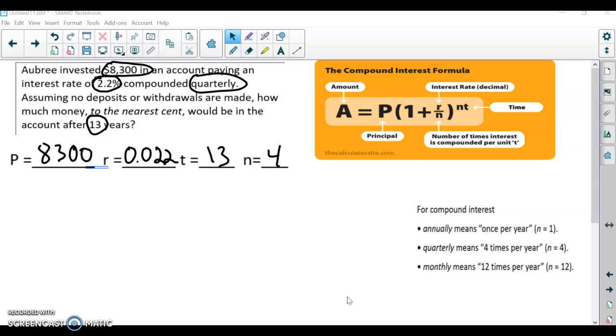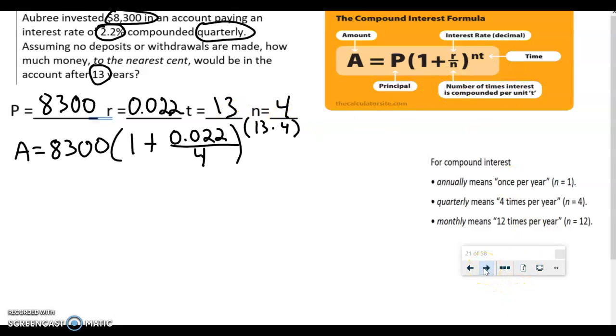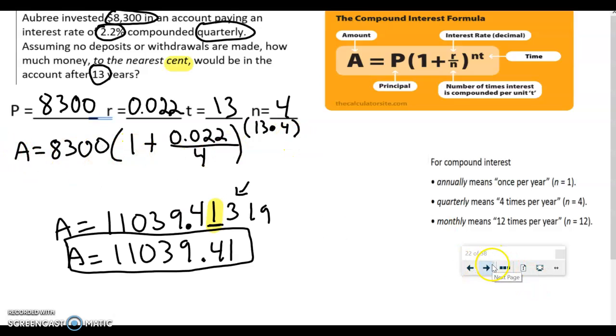Okay, once you find all those things, what you want to do is plug them into this formula. You're going to put the 8,300 for the principal. You're going to plug in the rate here for R, 13 for T, and 4 for N, and it'll look like this. All right, so next what you want to do is just type all of this into the calculator, and you'll get this big number.